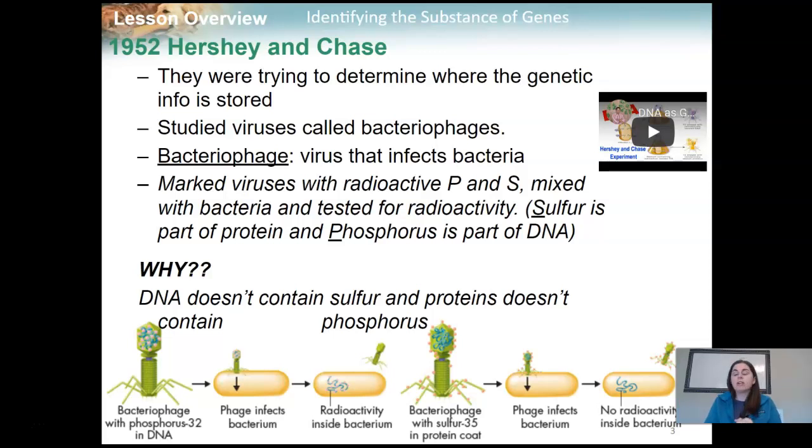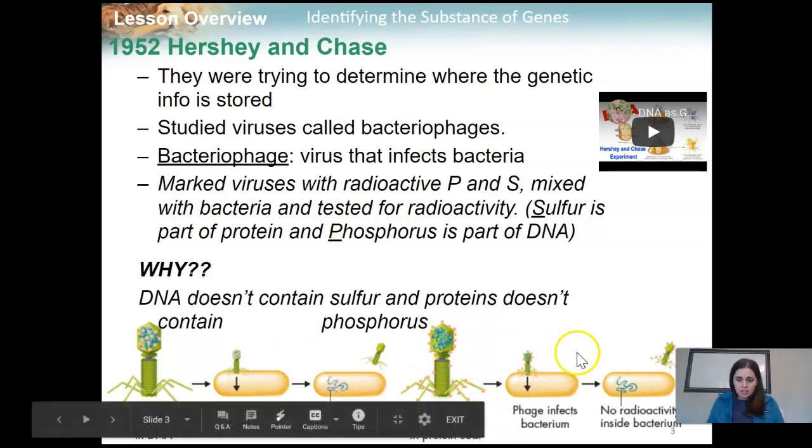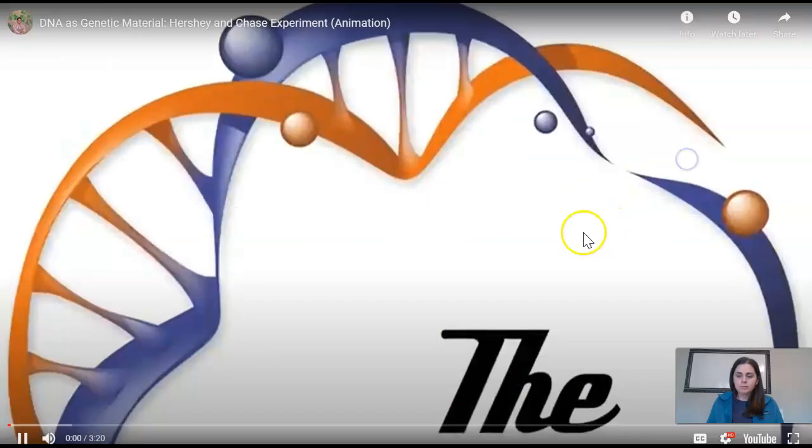So they looked at bacteriophages, which are a type of virus that can infect bacteria. They were able to mark part of the virus with a P, so phosphorus, so they made it radioactive, and then part of it with the S, which is radioactive sulfur. They mixed them up, did a whole experiment. We're going to watch a video on it in just a second to find out which part gets put from the bacteriophage into the bacterium. Okay, so let's watch this real quick.